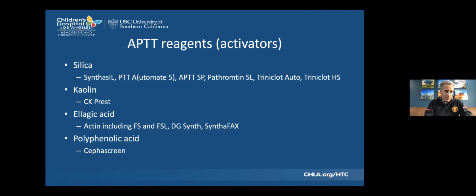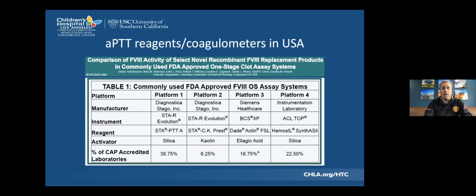The activators are basically some sort of contact. Remember, the PTT needs to touch a surface. So the activators can be made of silica, basically like little sand particles, kaolin, which is essentially like clay, ellagic acid, which is just an artificial contact, and polyphenolic acid, which is another one. Depending on how interested you are in this or how involved, you might want to know what instrument your lab is using and which PTT reagent your lab is using. And then you can look up to see if it's more sensitive to factor deficiencies or lupus anticoagulants.